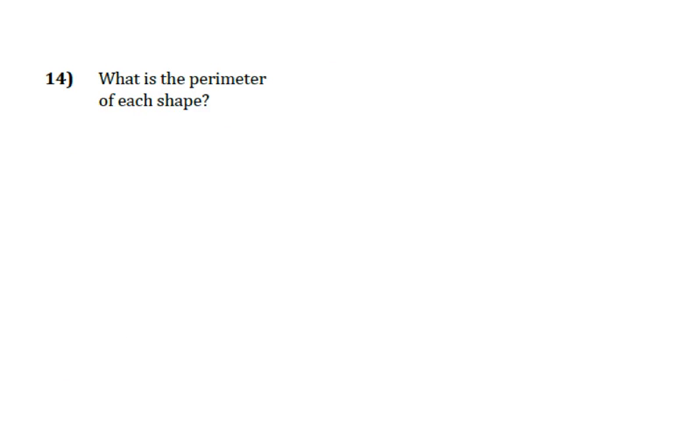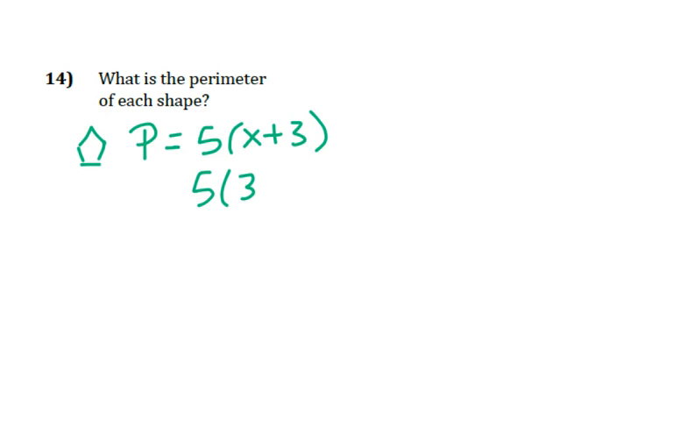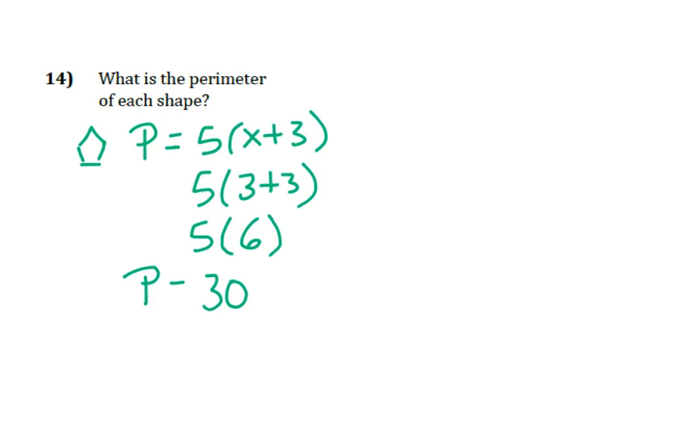Number 14, what is the perimeter of each shape? So let's start out here with the pentagon. So we're going to look for the perimeter of the pentagon. The perimeter of the pentagon is represented by the expression 5 times x plus 3. So we're going to substitute in 3 for x, so we get 5 times 3 plus 3, or 5 times 6, which is 30. So the perimeter of the pentagon is 30 units.